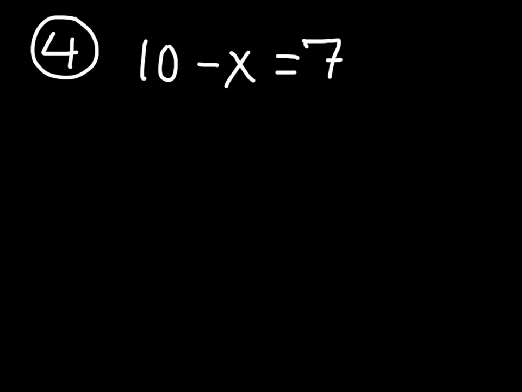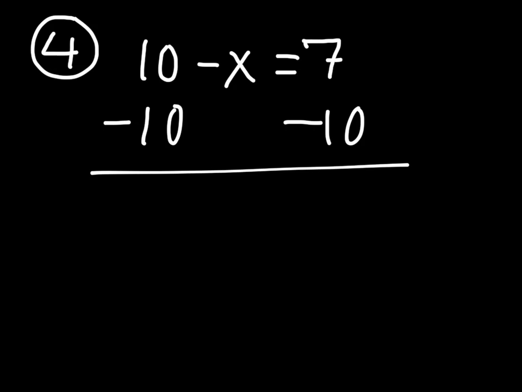Number 4 is 10 minus x equals 7. In this one, first we need to move that 10 away because it's farthest away from our x. So if we notice it's a positive 10, so we need to subtract it. All right, and when we subtract 10 over here, we have a positive and a negative 10. That will just give us 0, so we're just left with negative x. And 7 minus 10 we know is negative 3.